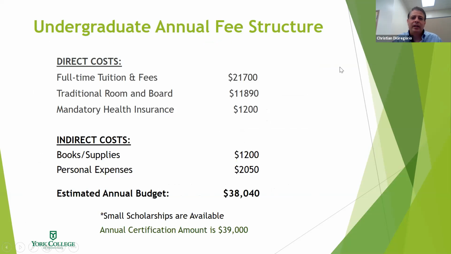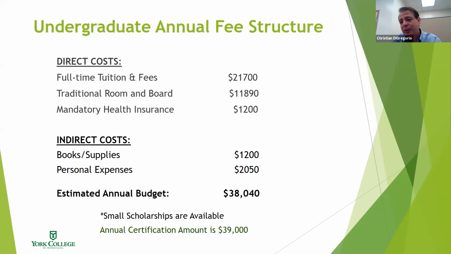All right. Here is our fee structure. Full-time tuition and fees for next year, not what students are paying now, for next year is $21,700. Traditional room and board is $11,890. Health insurance is $1,200. And then we estimate some costs. We don't know exactly how much your books and supplies might be. We estimate it'll be $1,200. If you say you're a fine arts student, that will probably be higher. If you're a business student, there's a good chance that could be lower. It just depends. Personal expenses, again, I don't know exactly what it's going to be, but we estimate it should be about $2,050, roughly. Based on history, that's on average what people are spending.